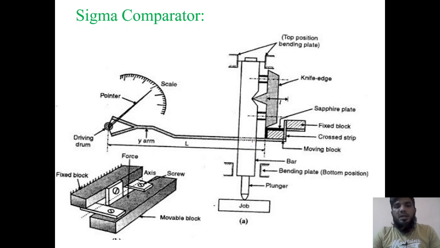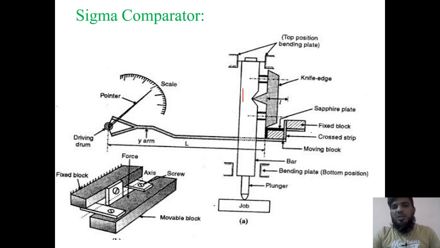The sigma comparator serves the same purpose. Here we have a knife edge. When the plunger is moved, what happens to this knife edge, since it is sitting exactly here? When it moves above, this knob and this, which are exactly sitting together, will not be sitting together. So this will be moving forward. It is moving a particular length L. When it moves forward, it will try to push this.